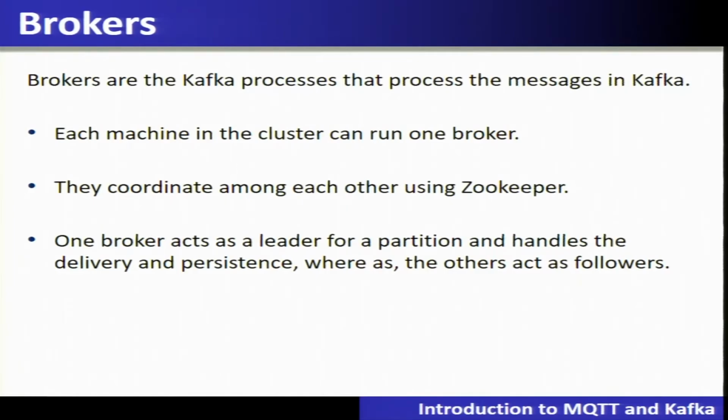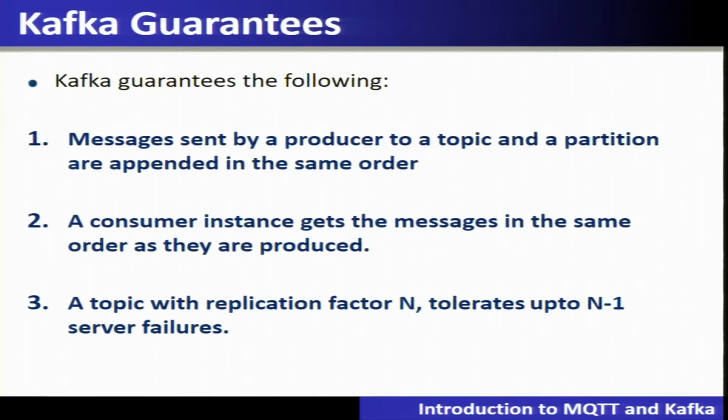Let us see about the brokers. Brokers are the Kafka processes that process the messages in Kafka. Each machine in the cluster can run one broker, and they coordinate among each other using ZooKeeper. One broker acts as the leader for the partition and handles the delivery and persistence, whereas the others act as followers. Kafka guarantees the following: the messages sent by the producer to a topic and partition are appended in the same order. A consumer instance gets the messages in the same order they are produced. A topic with replication factor n tolerates up to n minus 1 server failures.